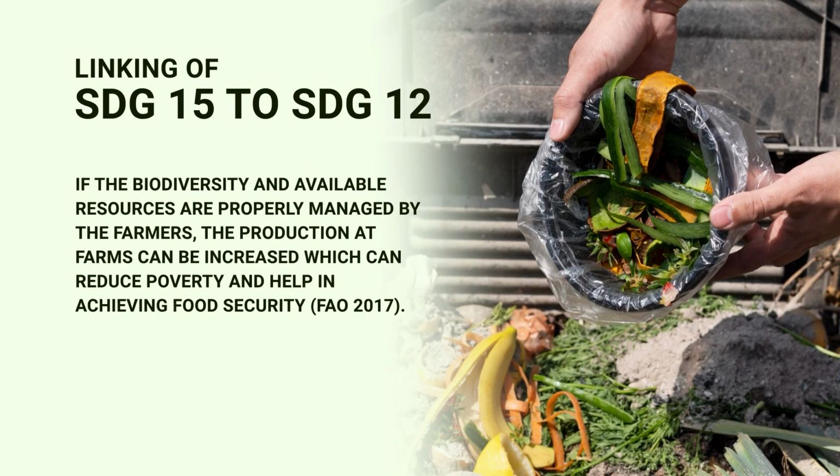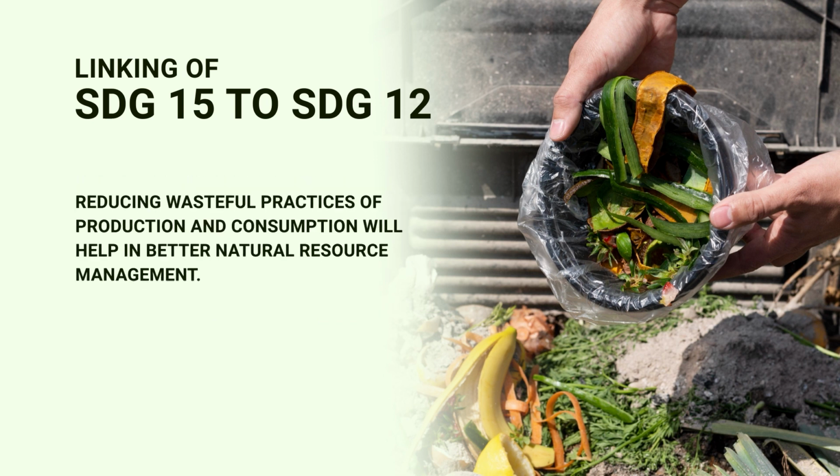If the biodiversity and available resources are properly managed by the farmers, the production at the farms can be increased, and this will eventually lead to reduction in poverty and help in achievement of food security. At the same time, reducing wasteful practices of production and consumption will help in better resource management, specifically of the natural resources.